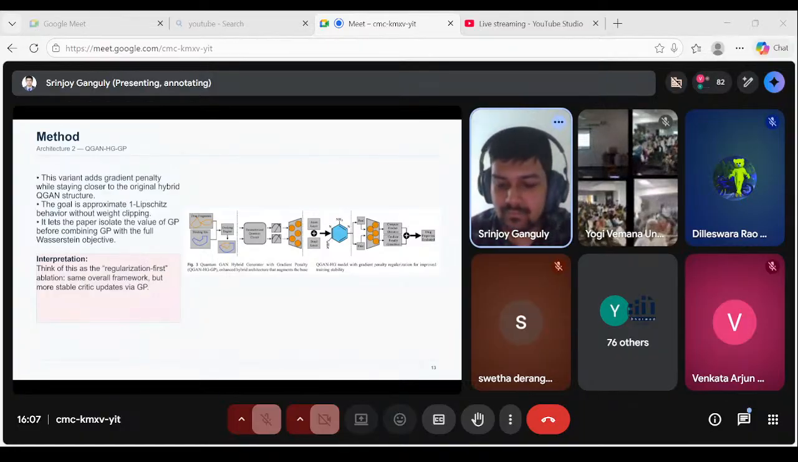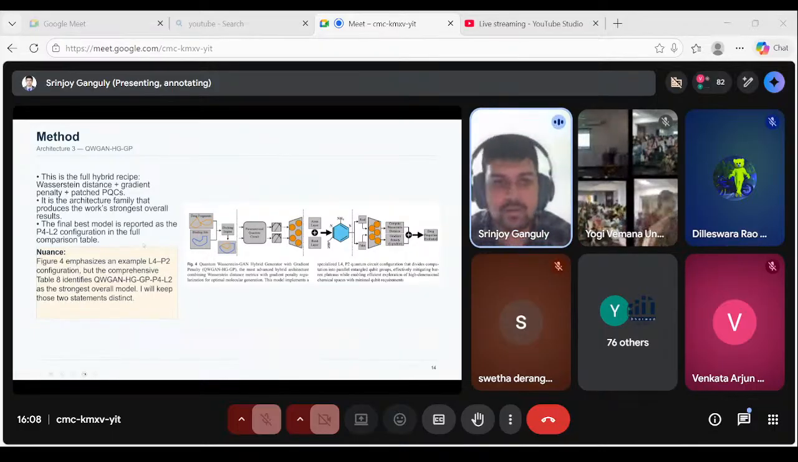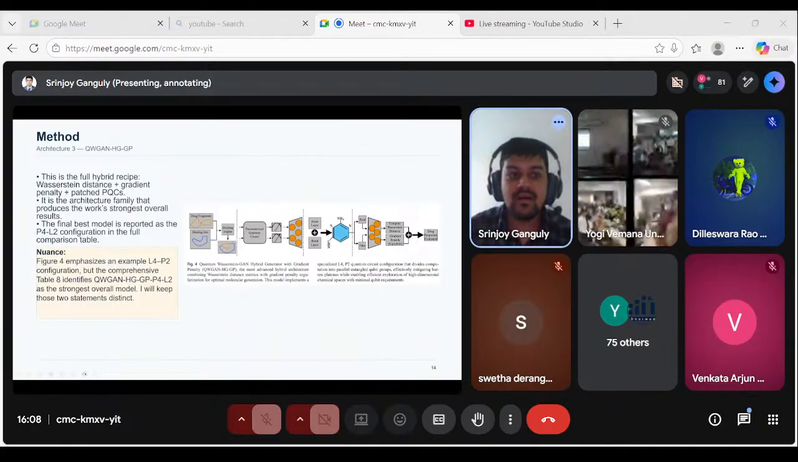This is more about regularization, as I mentioned. This is the model, which is our reported model. If you remember, I was saying a couple of minutes back that P4L2 means 4 patches and 2 layers. Each patch is of 2 qubits. Again, go vertically: 2 qubits, 2 qubits, 2 qubits, 2 qubits, 4 patches.